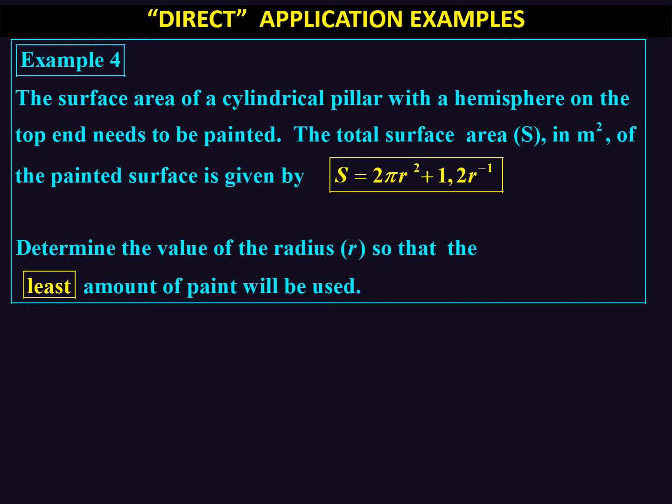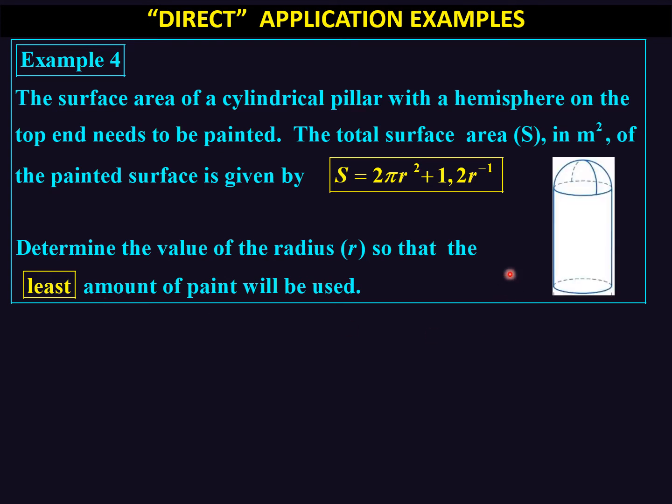Let's look at the last direct application example. We have the surface area of a cylindrical pillar with a hemisphere on the top end that needs to be painted. The total surface area in meters squared is given by, so again we are given an objective function. Determine the value of the radius so that the least amount, in other words, lowest amount, or minimum amount. Let's see, can you visualize that situation? That's right, you can see there's a cylinder with a hemisphere, half a sphere on top there, and they both have the same radii.